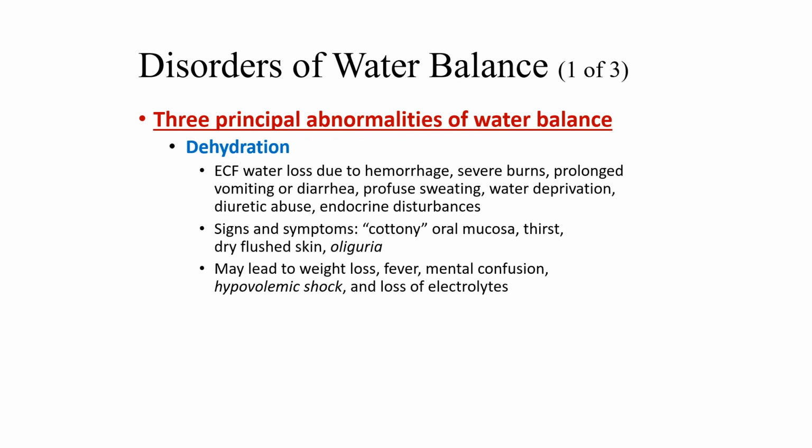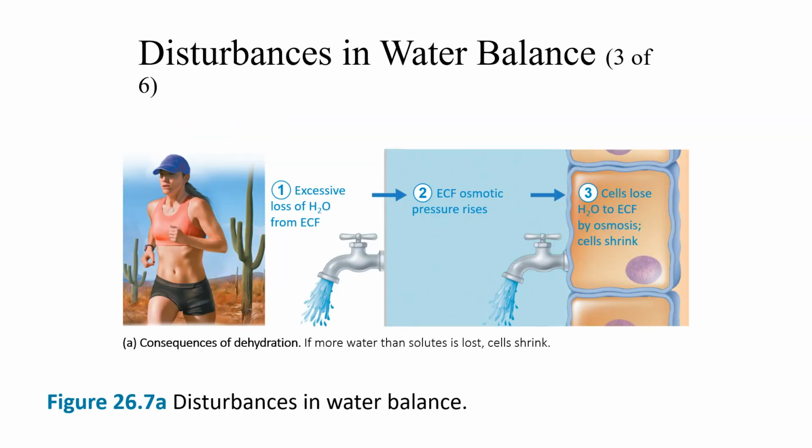Fever, mental confusion, hypovolemic shock, loss of electrolytes. It could lead, long enough, it can lead to death. Children and elderly are very susceptible to rapid dehydration. So we have to stop and think about how to take care of the very young and the very old. So this is looking at dehydration.